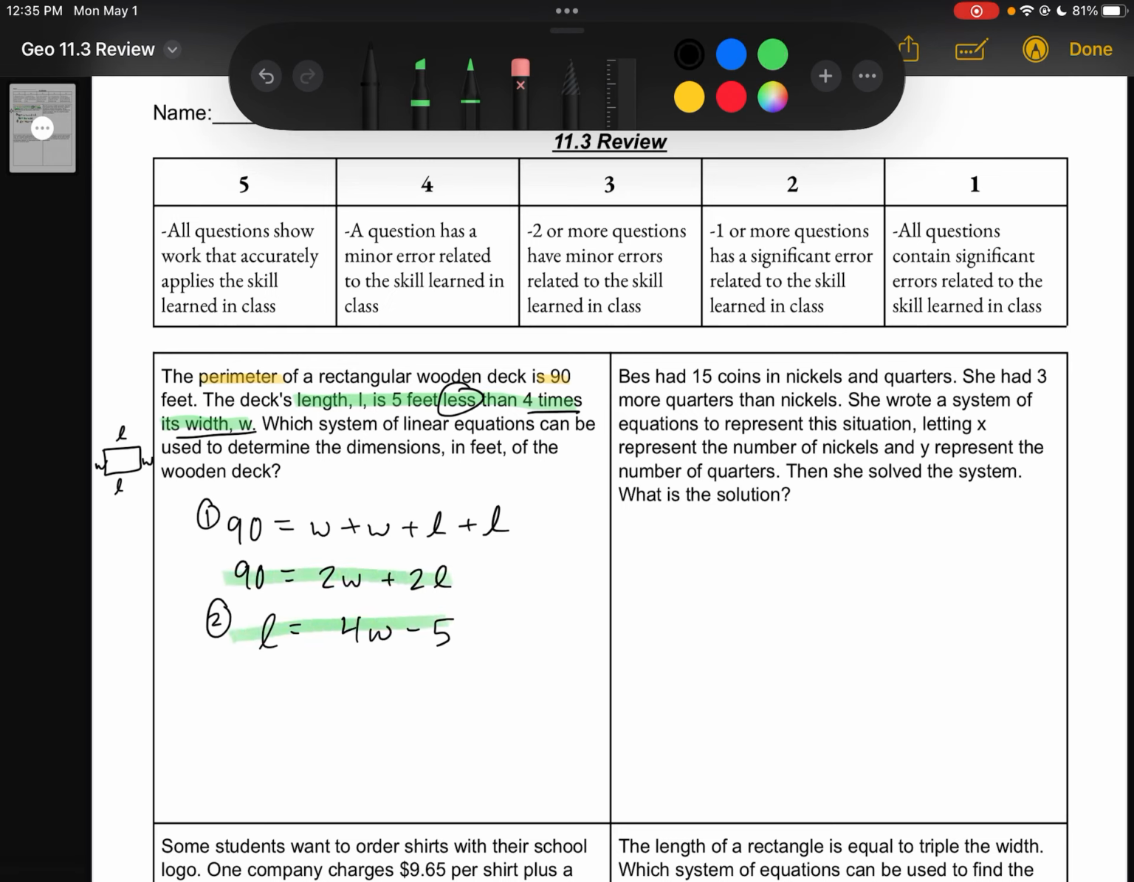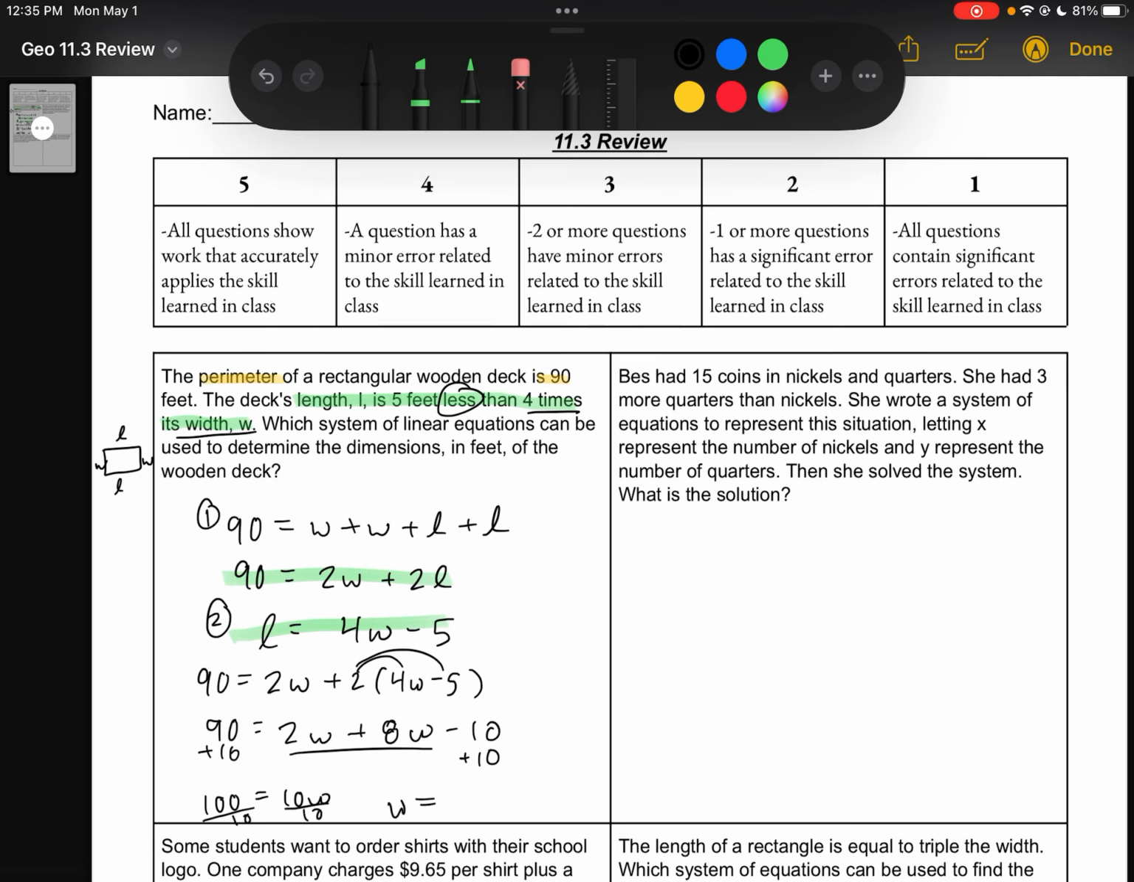We have L by itself already, so usually a good idea when you have a variable by itself to substitute. And instead of L, we're going to write in 4W minus 5. And from here, we can distribute and solve. Combine like terms, and we can add the 10 to both sides. You get 100 equals 10W, divide by 10, and we'll get W equals 10.